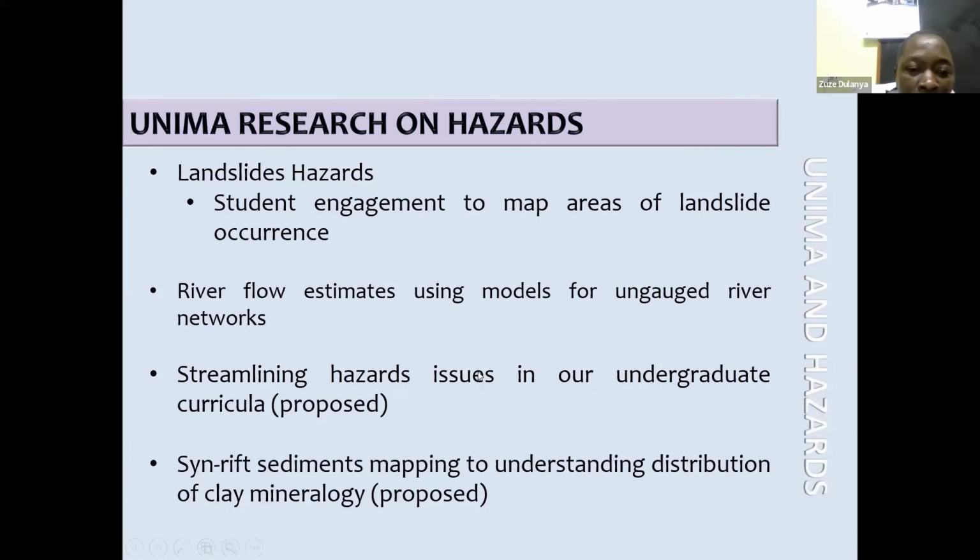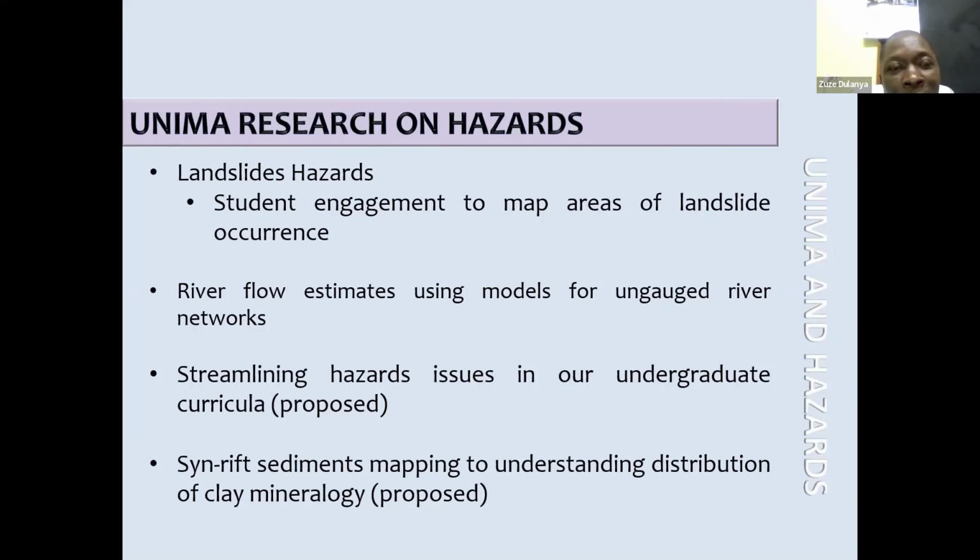The other activity we are proposing, and we have been working on this, though it's not yet fully done, is that we also want to streamline issues to do with various types of hazards in our curriculum, because we know that students graduate from the university perhaps without a good understanding and appreciation of some of these issues. So we, as a department, decided that we revisit our curriculum and try to build in aspects of hazards and disasters in various areas.